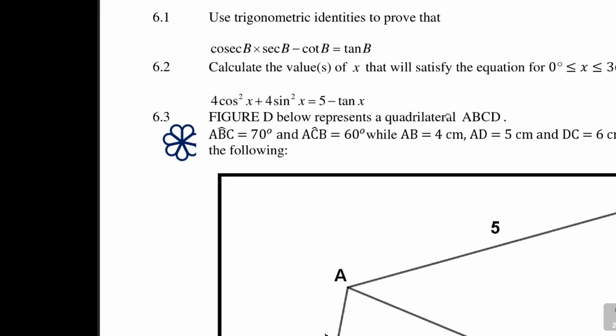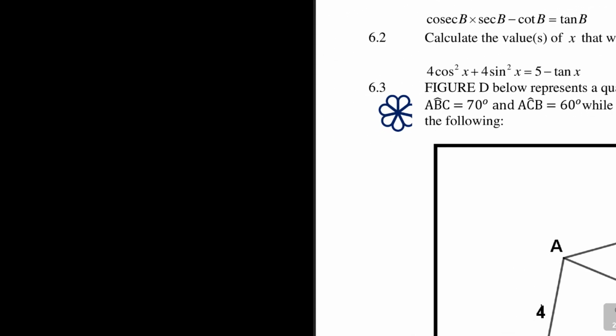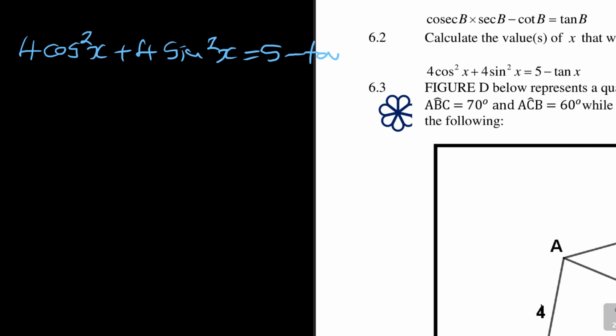And then there is another one. 4 marks: calculate the value or values of x. Also an important one. Calculate the value or values of x that will satisfy this equation, between 0 and 360. Now this is important again. Let me write this down. They are saying 4 cos squared x plus 4 sine squared x is equal to 5 minus tan x.